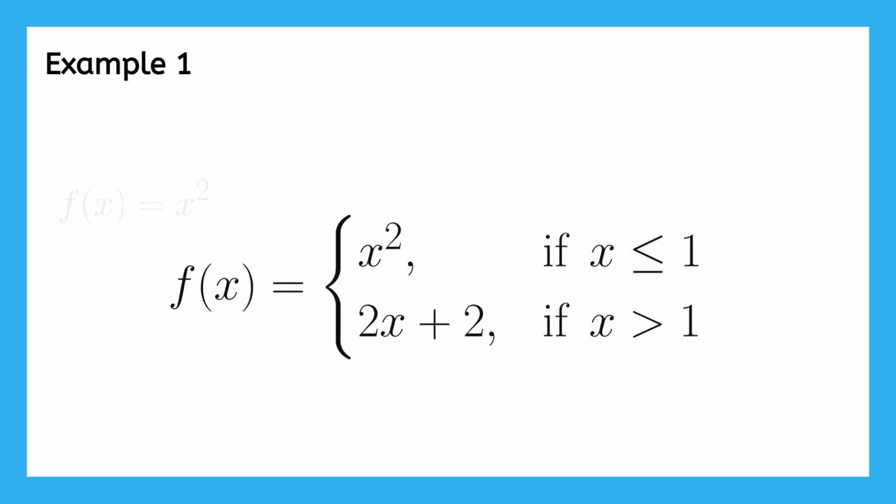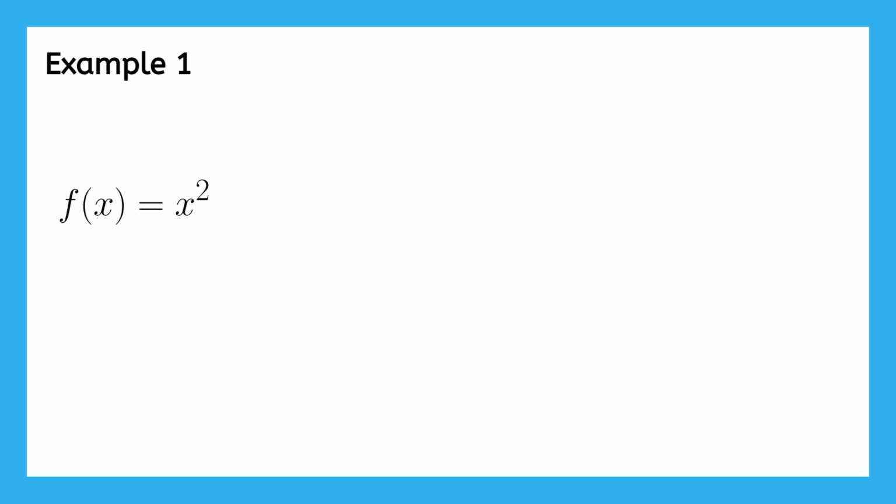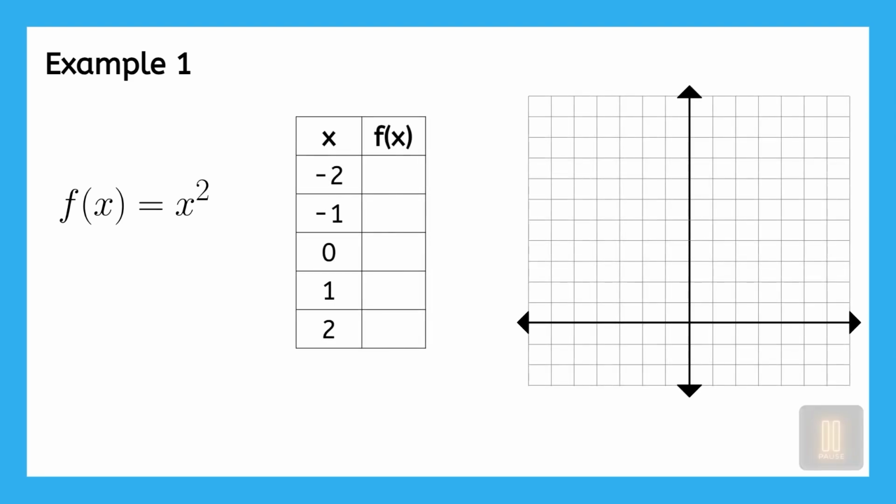To start, let's graph the function f of x equals x squared and ignore the restriction on the domain for a moment. Pause the video and find example 1 in your PDF. Then fill in the table, graph the points, and connect them with a smooth line. Let's see how you did.